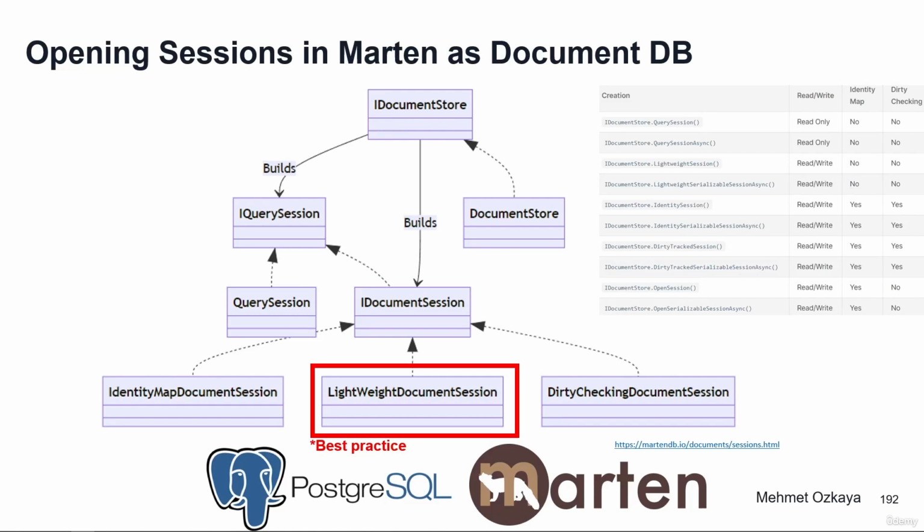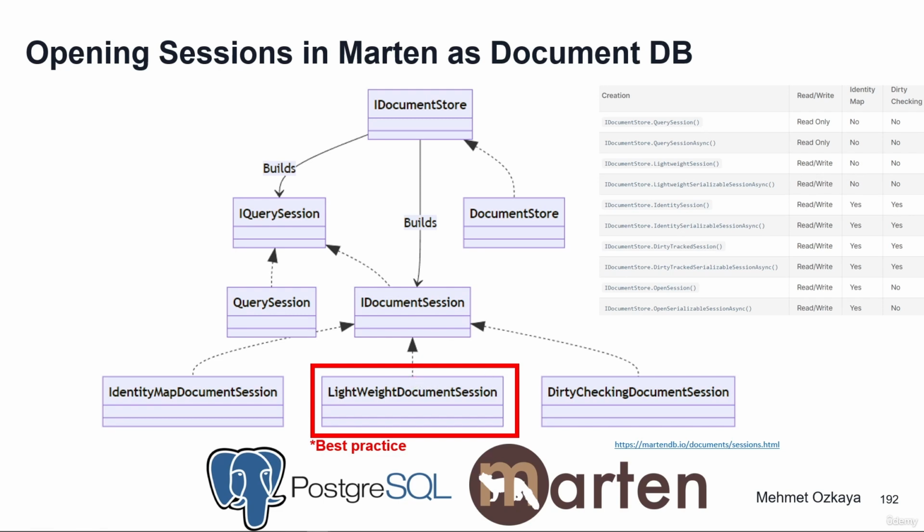In this video, we are going to implement the IBasketRepository interface using the Marten library IDocumentSession interface. Here you can see the opening sessions in Marten as a document database. We will use primary constructor to inject Marten classes into our repository object. Here you can see that we will inject IDocumentSession, and especially we will use lightweight document sessions.